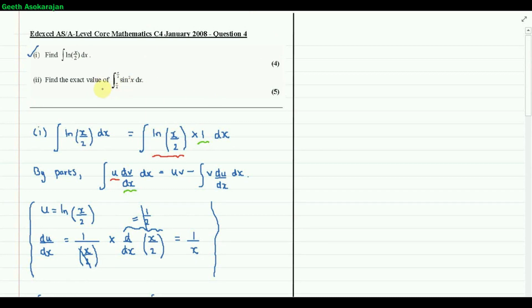Now let's have a look at part 2. Let me do part 2 over here. Let me copy down the question first of all. So part 2, we need to integrate between limits pi/4 and pi/2.